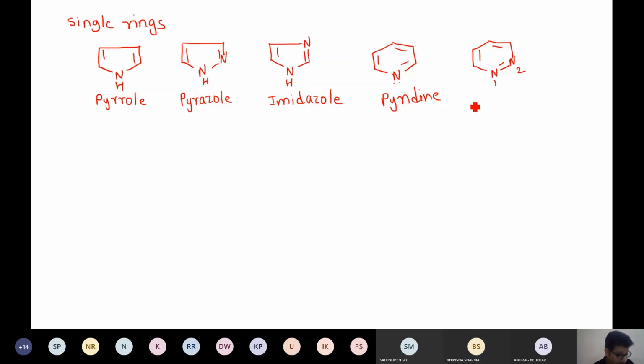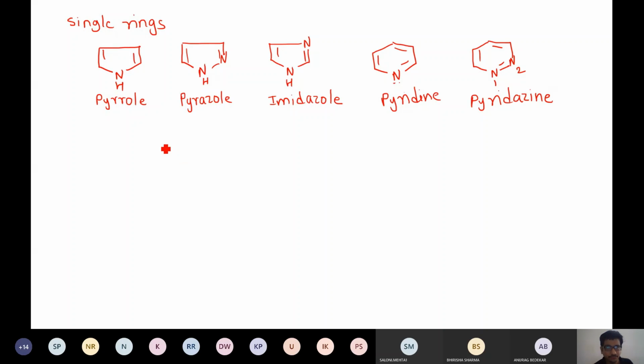So what is this ring called with nitrogen as 1 and 2? Isoquinolone? No. Quinoline is a bicyclic ring, whereas we are at single rings. This particular ring is called pyridazine. Okay, pyridazine. Nitrogen as 1, 2, it's called pyridazine.